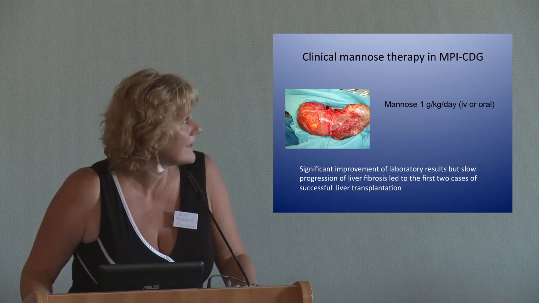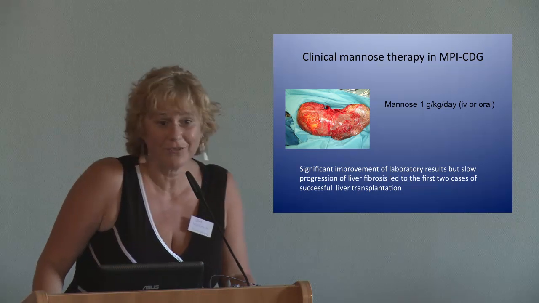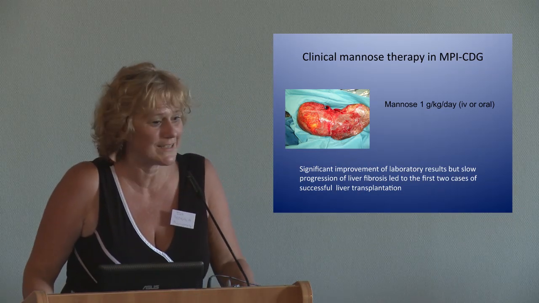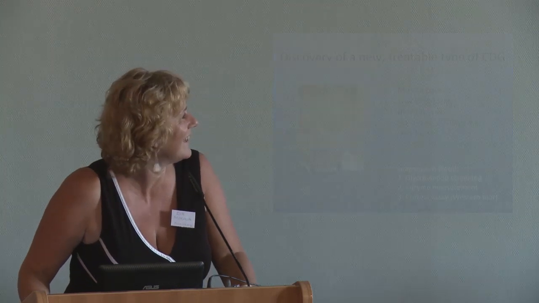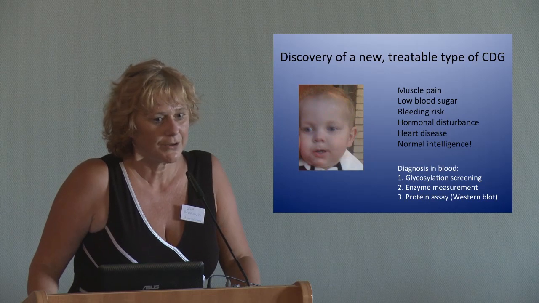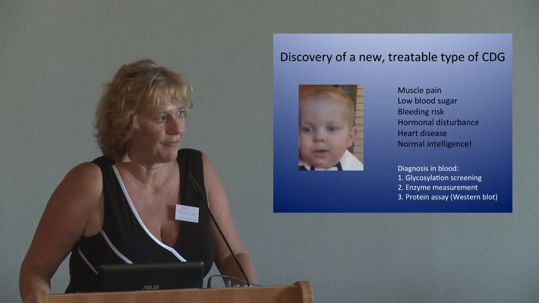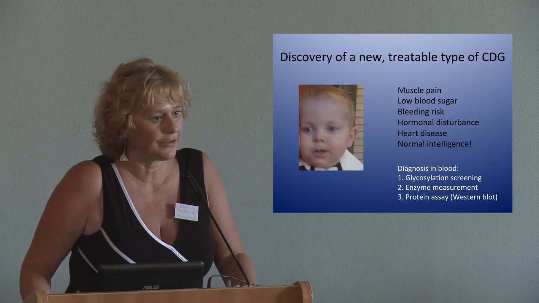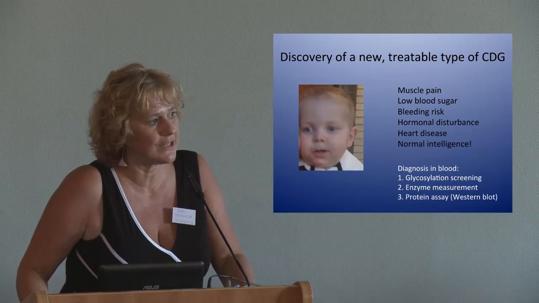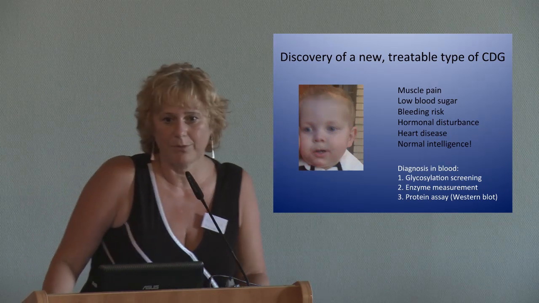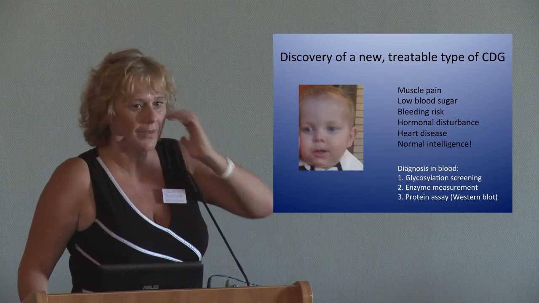Unfortunately, mannose didn't work so well for her in the long term. She received her liver transplant, and since then she's a healthy woman. So mannose therapy in CDG-1B is really effective, but it doesn't treat the disease. So how about other CDGs? Do we have a better example, or do we have a better success for dietary treatment?